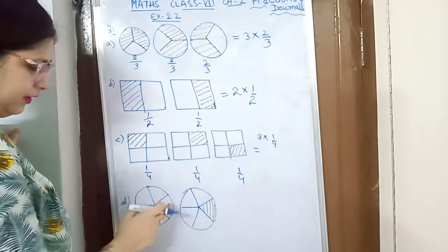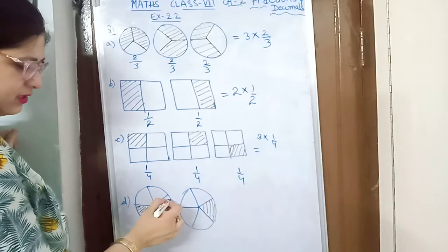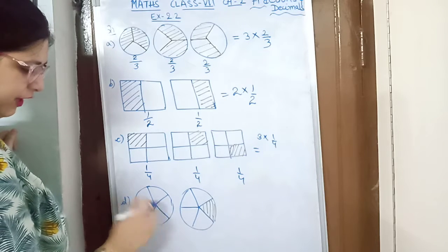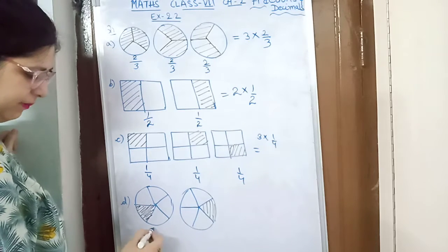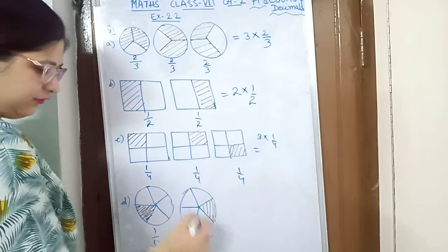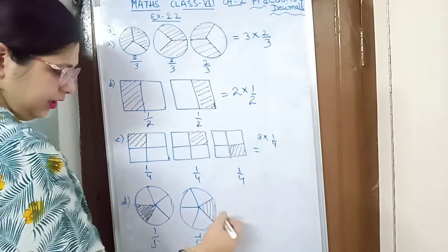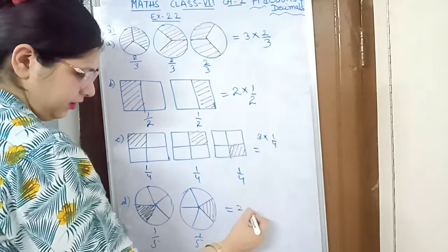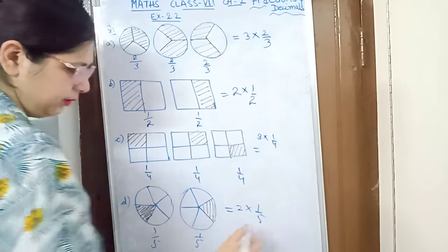Now after that, see this figure, in how many parts is this figure divided? 1, 2, 3, 4, 5. So out of 5, 1 part is shaded, again 5 parts, out of 5, 1 part is shaded. How many figures? 2 figures are there, and the same fraction, 2 into 1 upon 5.